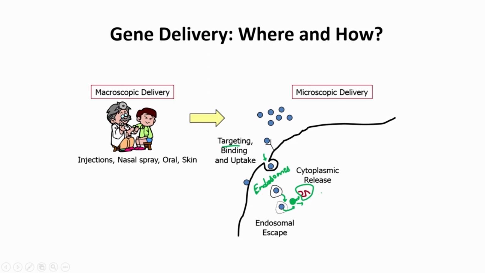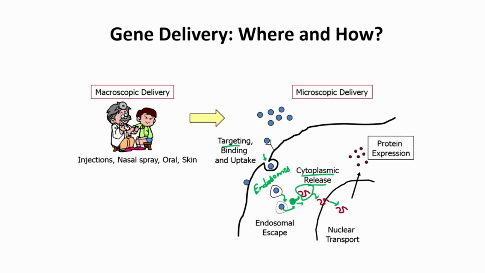But we expect the carriers to release in cytoplasm, and then either using NLS or some other strategy, we hope that this DNA will translocate to the nuclear membrane and go into the nucleus, and once it goes there, we hope that this is still functional and starts secreting the protein. So this is the whole overview of gene delivery in a nutshell.